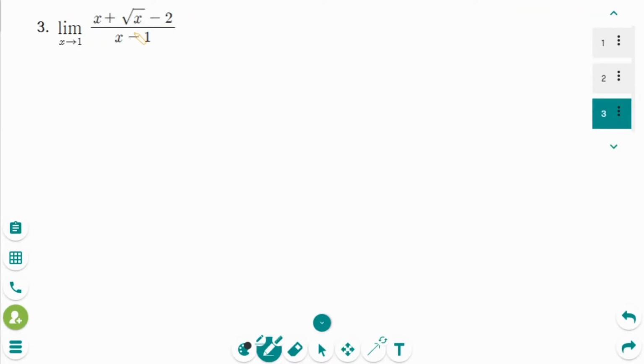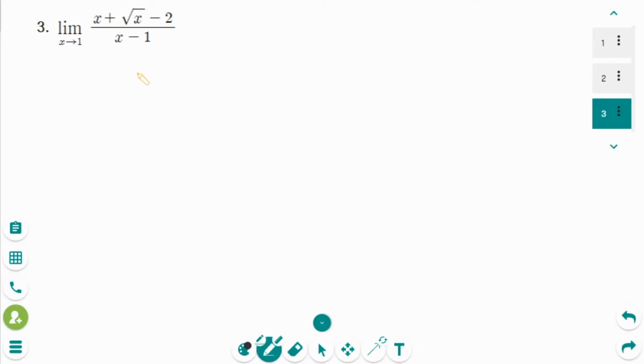This is the next question. It is like question 1 and 2 but harder. When you put 1 into x, it makes the 0 over 0 form with a square root. Again, there are two ways to solve. The first way is to use the conjugate, but there are students who think that this is too difficult because it is not in the shape you have seen so far.